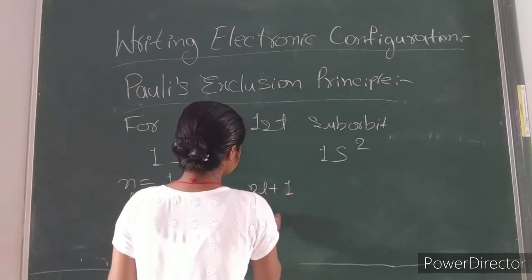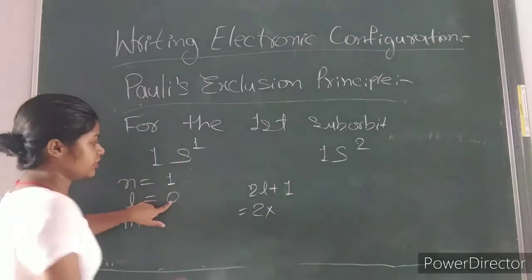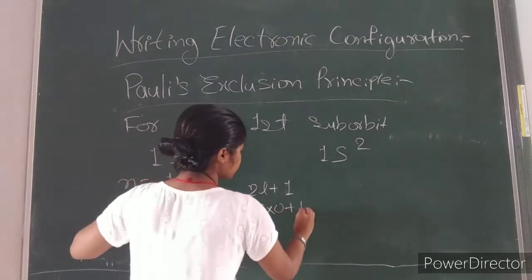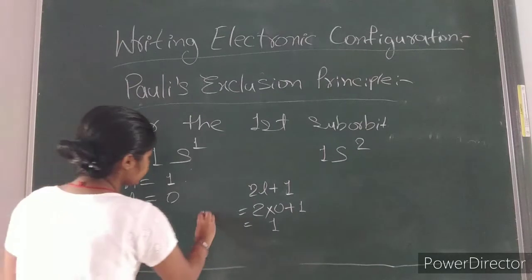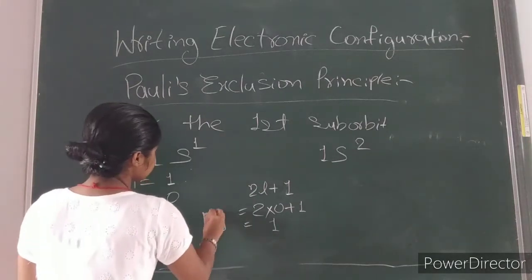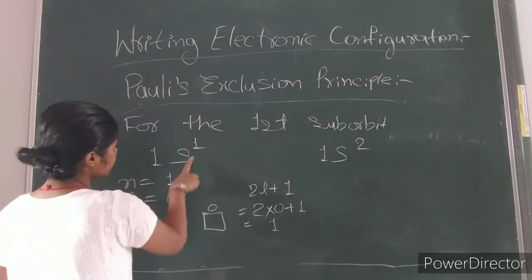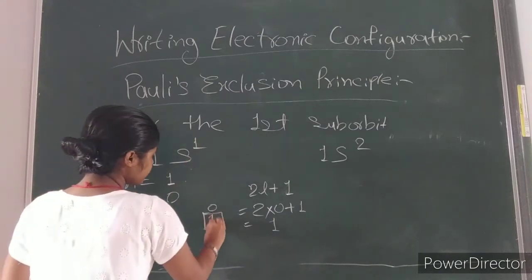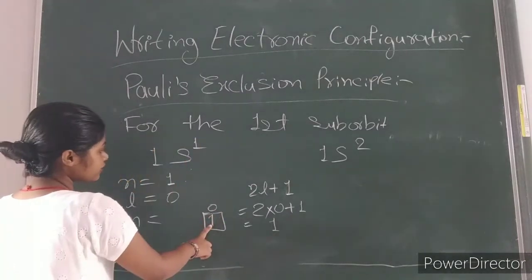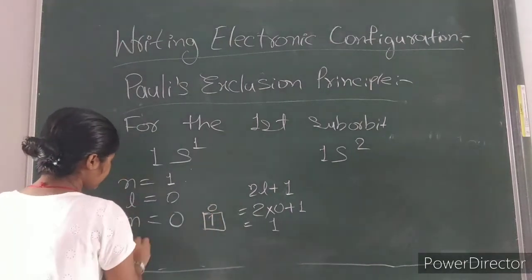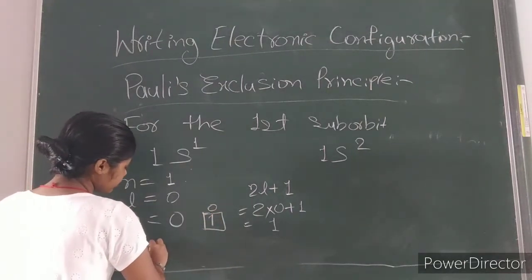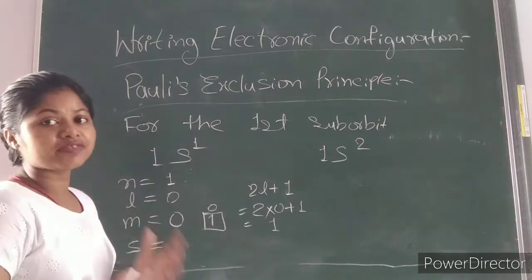For m the number of values is 2l plus 1. Now 2 into l, which is 0, gives 0, plus 1 equals 1. It means we'll make one box only, with value 0. So 1 electron we have put in the box having the 0 value, so m is 0. Now s is the spin quantum number, which indicates the spin of the electron.